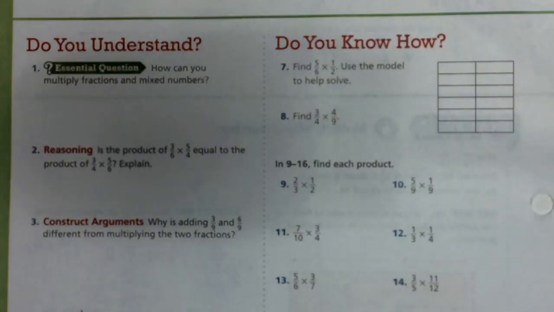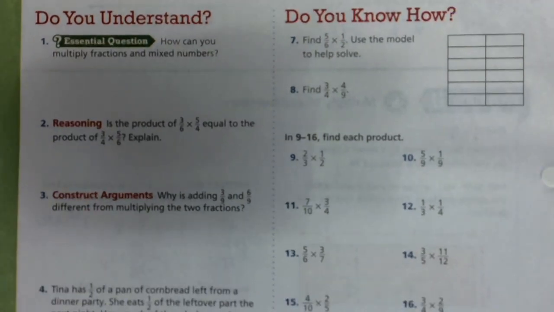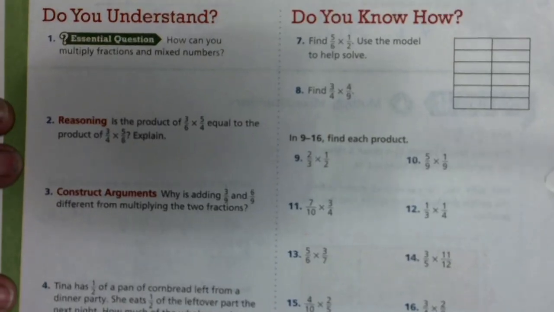All right, I want you to get your page 24 in front of you, and let's talk about a couple of these questions. I'm going to go to question number 2. I'm going to let y'all do number 1 in class and talk about it and figure out what to write down on number 1. Number 2 says, reasoning. It's a reasoning question. Is the product of 3/6 times 5/4 equal to the product of 3/4 times 5/6? And explain.